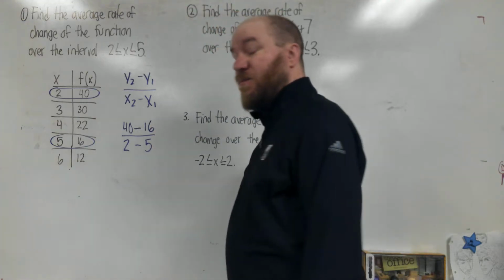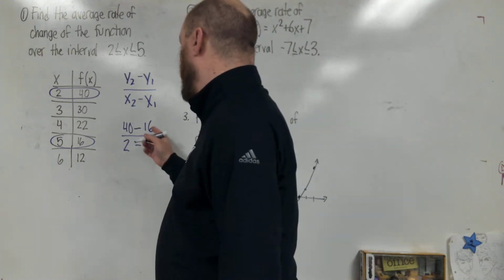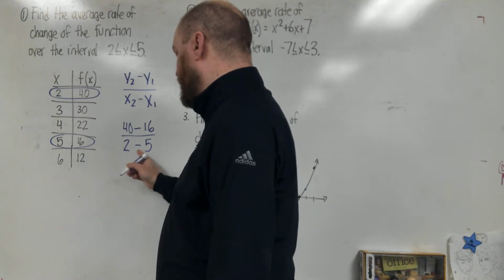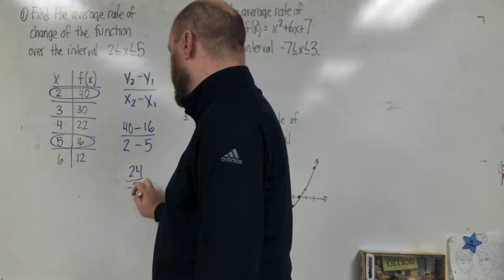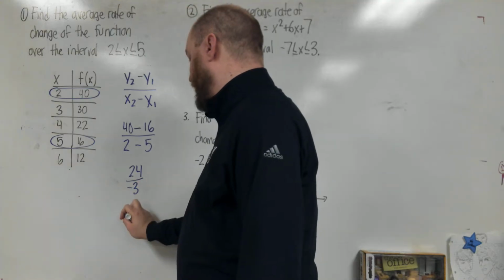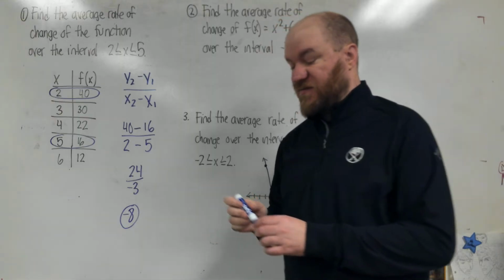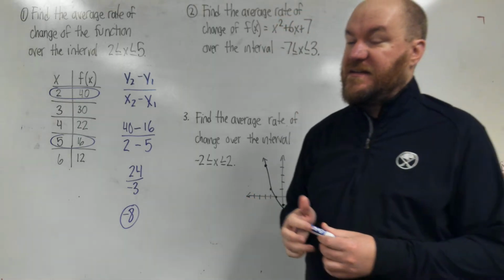Now I'm going to subtract both of them and divide at the end. 40 minus 16 is 24. 2 minus 5 is negative 3. 24 divided by negative 3 is negative 8. So the average rate of change for this function is negative 8.